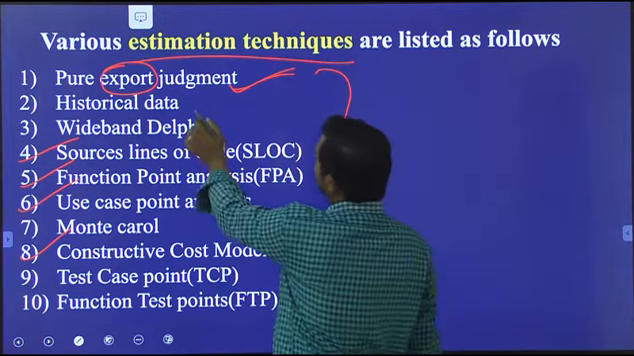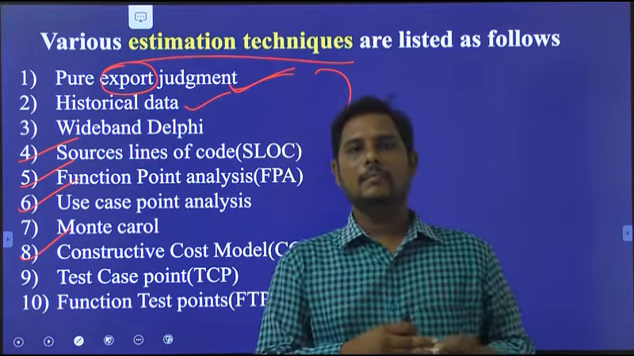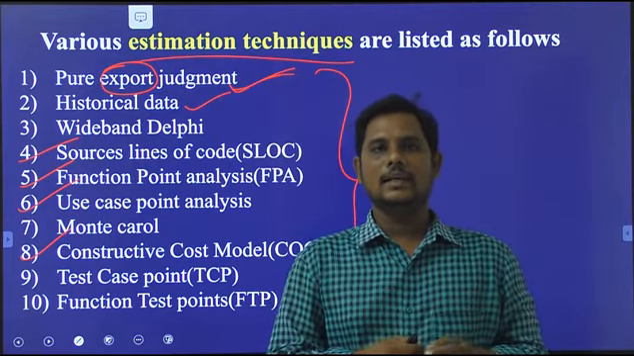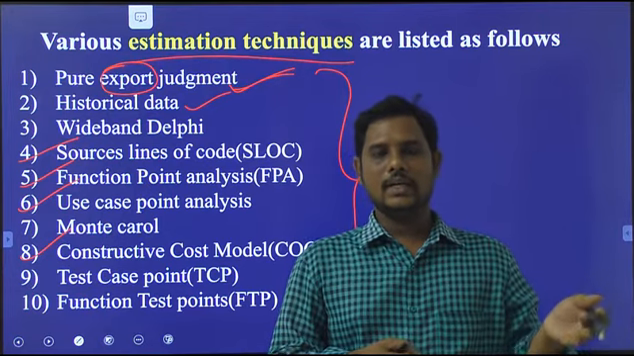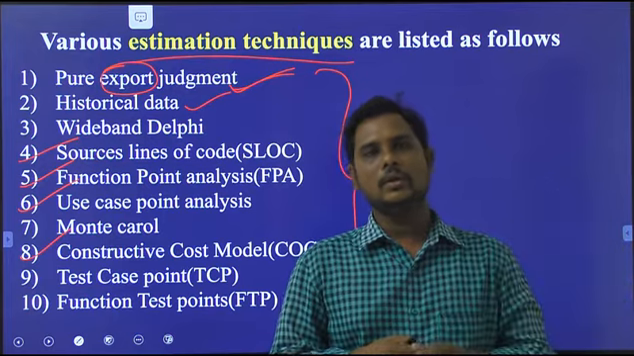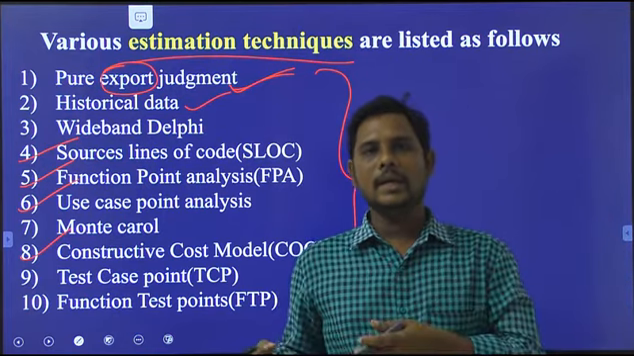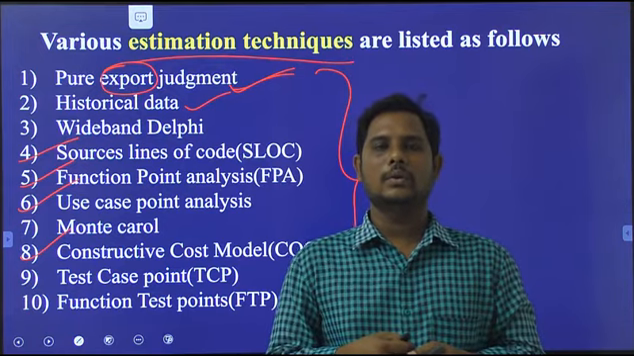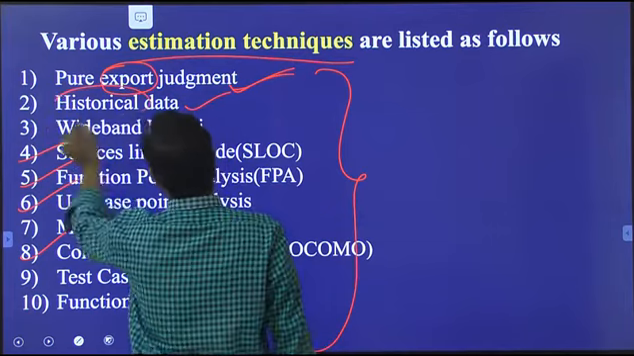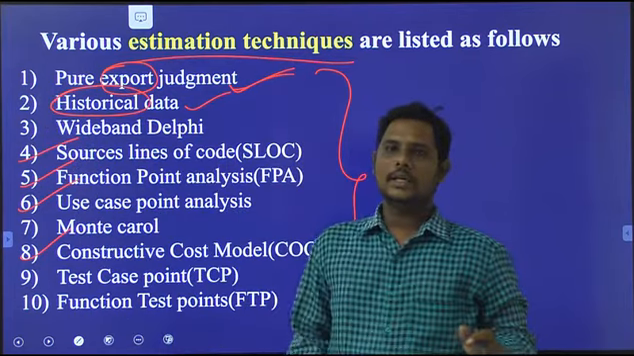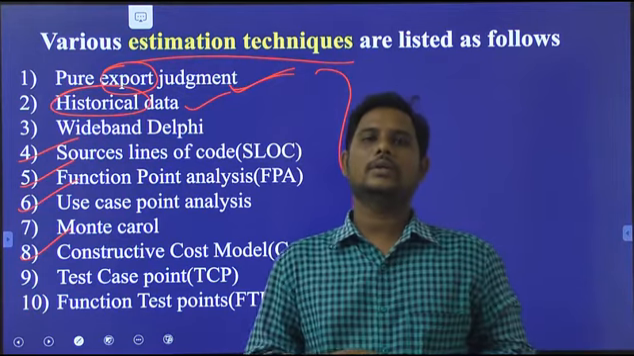Next one is historical data. Based on previous data analysis, that data analysis is the historical data. It covers what methods were used to estimate previous projects, and we apply those techniques to estimate our project also. We take old data, how much cost it was previously, and we apply the same cost in our project also.